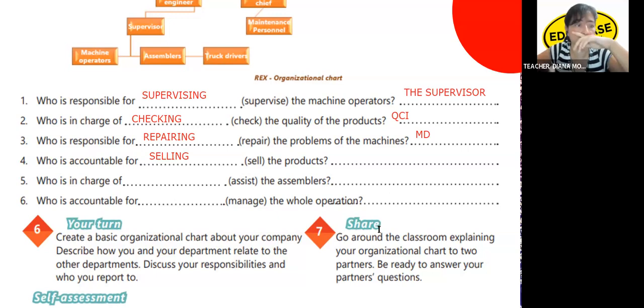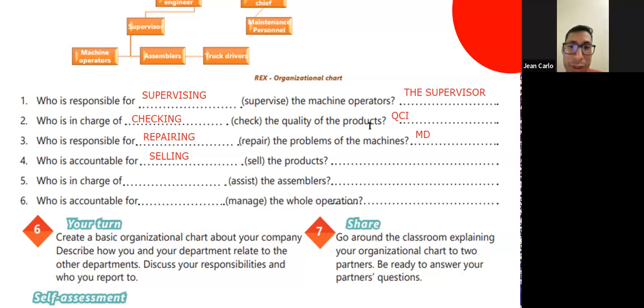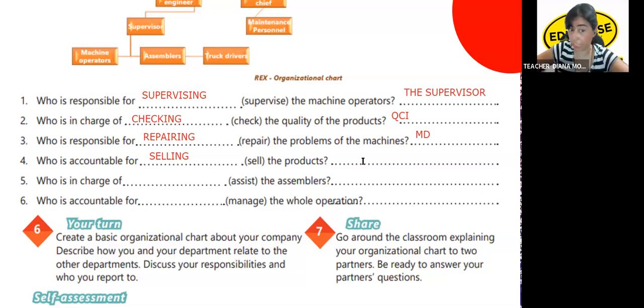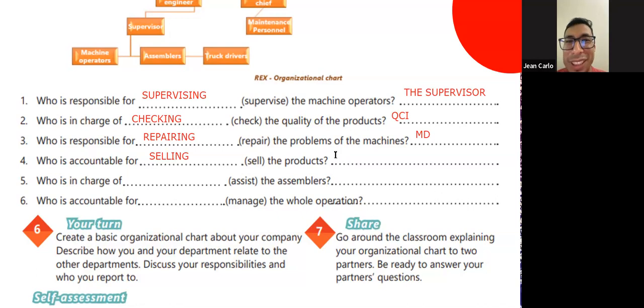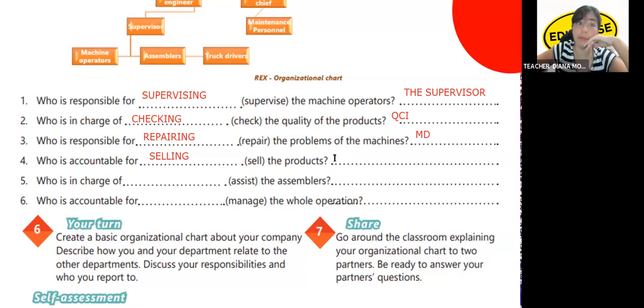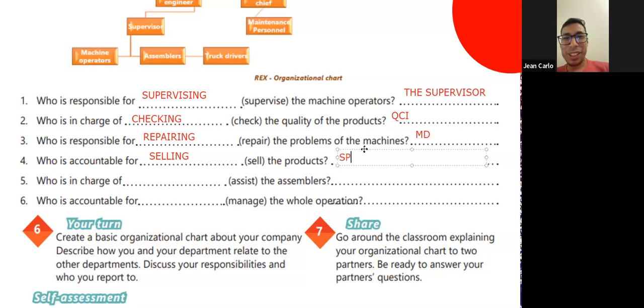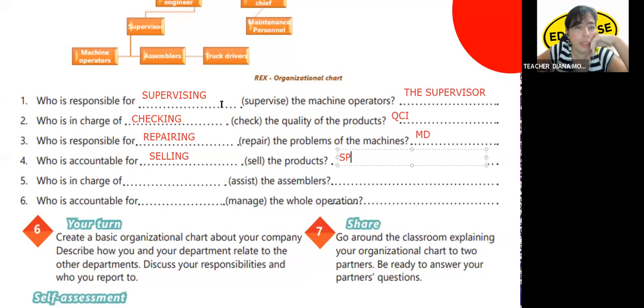Okay. Who is accountable for selling the products? The financial. No, look at the verb. The verb says selling. What is the department of selling? Sales department. Yeah, sales department. Correct. Okay, don't worry. Be happy. Okay, thanks, Giancarlo.